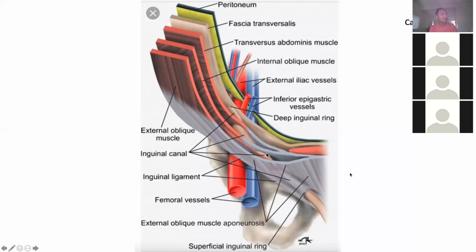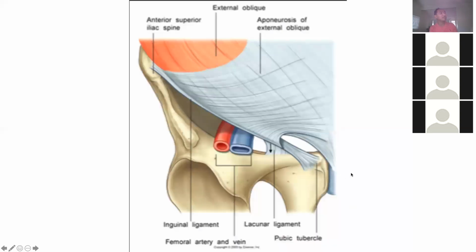Let's move on to the next slide. Look at that, it is so pretty. This diagram is so good. This is the outermost layer of the anterior abdominal wall muscle. This is the external oblique aponeurosis.